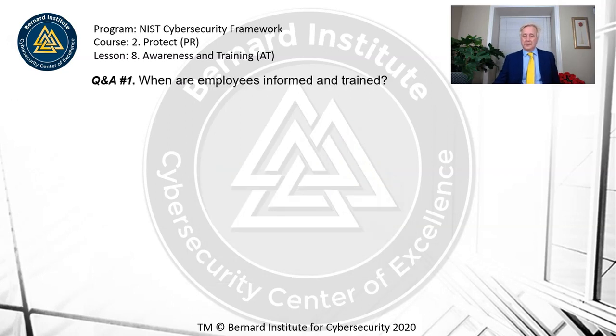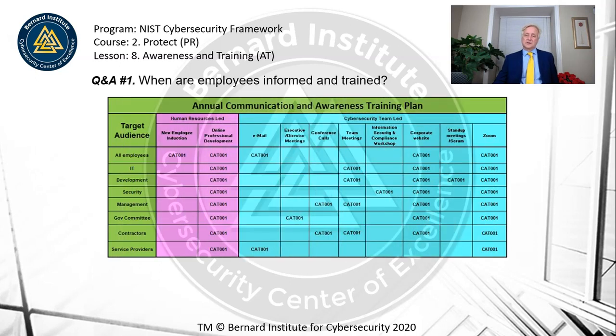When are employees informed and trained? That's our first question. Well, this is a chart that I use when I do my implementations, and you can see here there's a number of audiences that require different types of messages, whether it's awareness training or a strategic communication. We do design some training for all employees, some specifically for IT, others for the developers doing the development process. Security people do a different type of job than everybody else. Management, of course, have employees directly reporting to them that provide all of these skills: IT, development, security. So management needs a slightly different type of message. Then there's the governance committee and contractors and service providers.